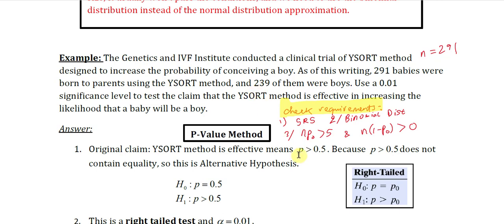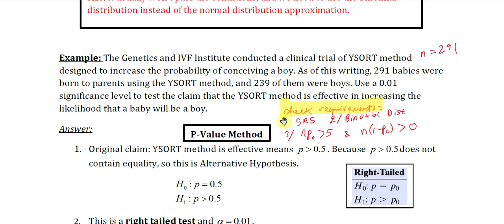Okay, so before doing anything, we have to check the requirements. Now, this is a random sample, because we conduct the clinical trial randomly from this survey here. And then this is also a binomial distribution, because why? Either you get a boy, a success, or a failure of getting a boy. So there are two cases, success or failure. So this is a binomial distribution.